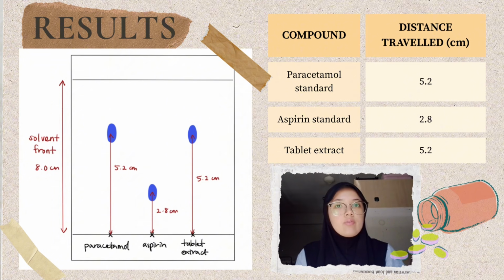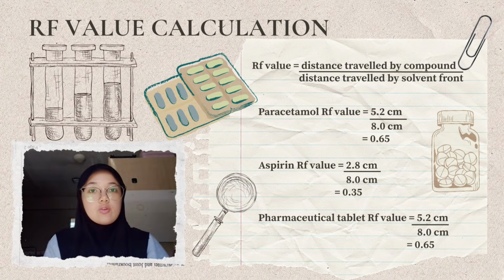The RF value of the pharmaceutical tablet extract is then compared with the RF value of the standard solution. If the values are the same or very similar, it indicates that the unknown sample contains the same compound. In this example, the tablet extract has the same RF value as the paracetamol standard, confirming that the tablet contains paracetamol.